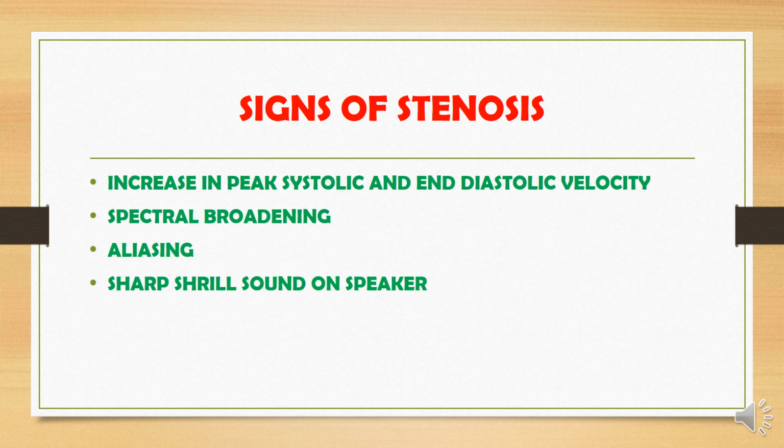So what are the signs of stenosis in a blood vessel? Increase in peak systolic velocity and increase in end diastolic velocity. Then there is spectral broadening, which I have shown, and aliasing, which I have shown earlier. And if you listen to the sound which comes out through the speaker, there will be a very sharp, shrill sound in case of increased PSV and spectral broadening in cases of stenosis. So these are the four signs of stenosis.